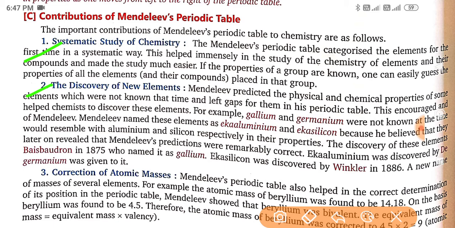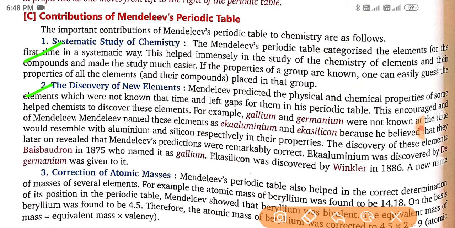For example, gallium and germanium were not known at the time of Mendeleev. Mendeleev named these elements Eka aluminium and Eka silicon, because he believed that they would resemble aluminum and silicon respectively in their properties. The discovery of these elements later on revealed that Mendeleev's predictions were remarkably correct.